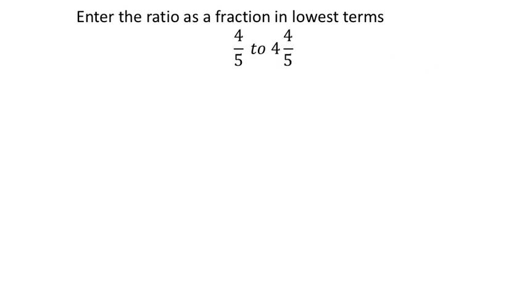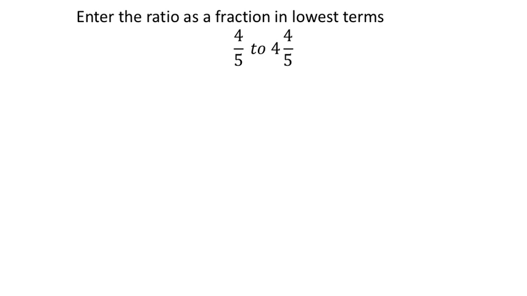All right, so the last problem had a decimal to a decimal ratio. Now it's a fraction to mixed number ratio. Try this one, see if you can put it in, and then see if you can get the calculator to simplify into lowest terms. So when I put this into the calculator, I got 4/5 to 4 and 4/5.